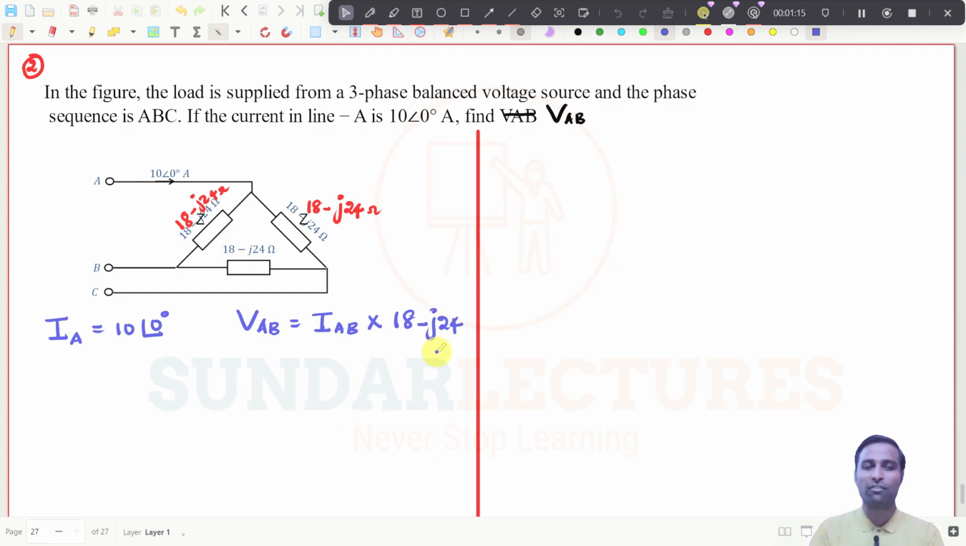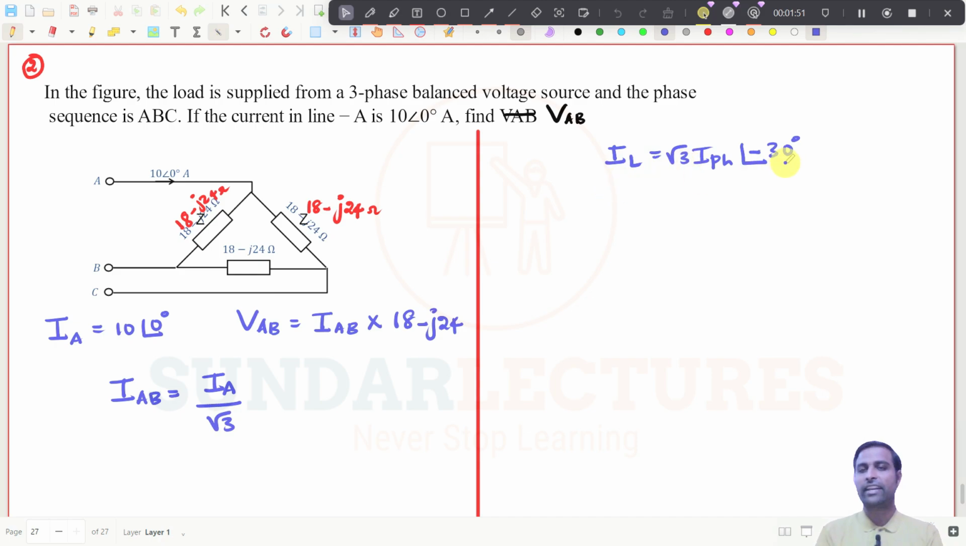Simply you can find the value of IAB. How will you find IAB? See, this is a phase current, right? What is the phase current? We know one formula: IL is root 3 times I phase. I'm just writing it in a common way. The line current lags the phase current by 30 degrees. Now I need the phase current, so IA, the line current, divided by root 3.